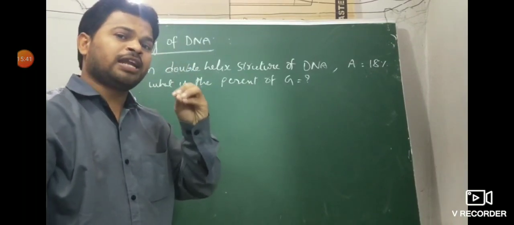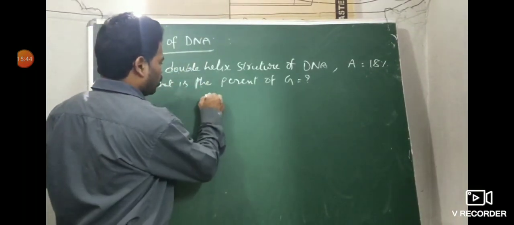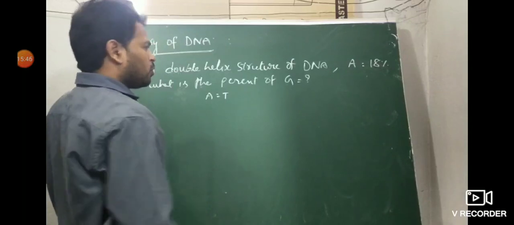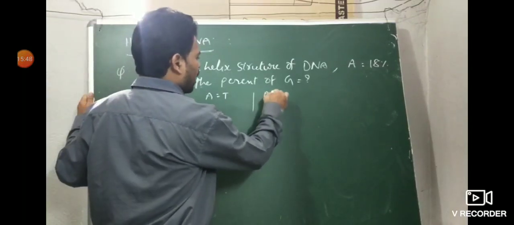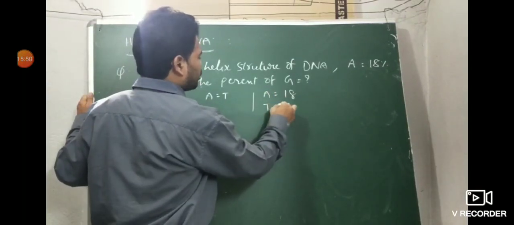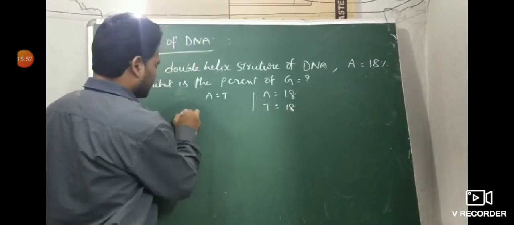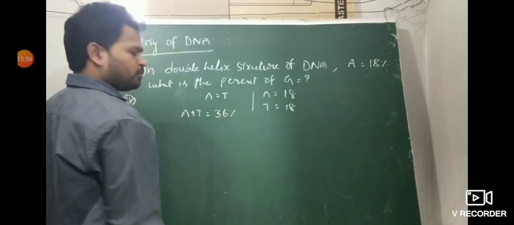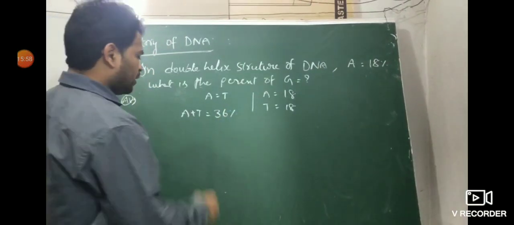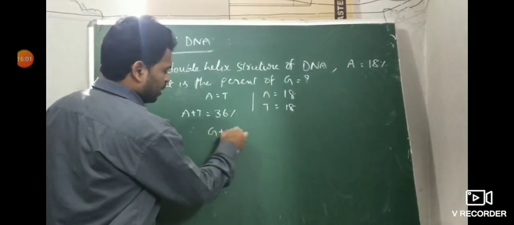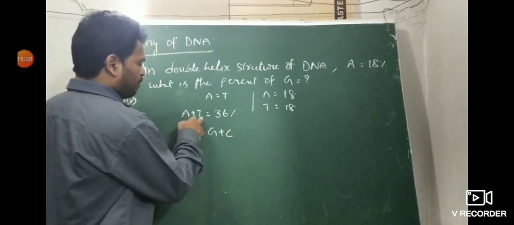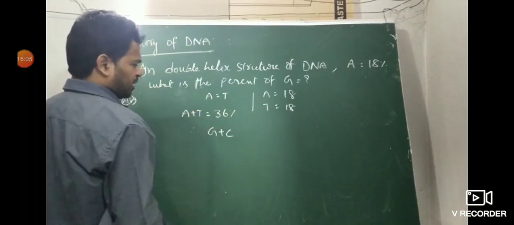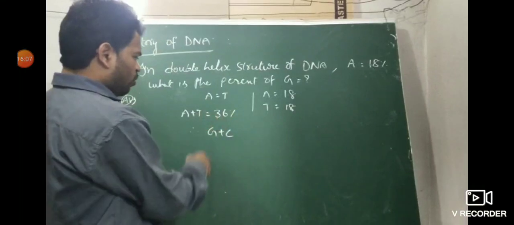Then adenine equals thymine. According to that, adenine equals thymine. Adenine is 18, so thymine is also 18. So A plus T equals 36 percent. Then we need to find G plus C, guanine plus cytosine. Since adenine and thymine are the same, adenine equals thymine and thymine equals adenine.